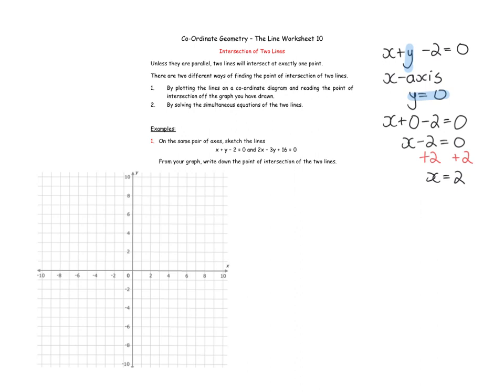After this then, we're able to write the point. We already know that y is 0, and we've just figured out that x is equal to 2. So now we have the point 2, 0.